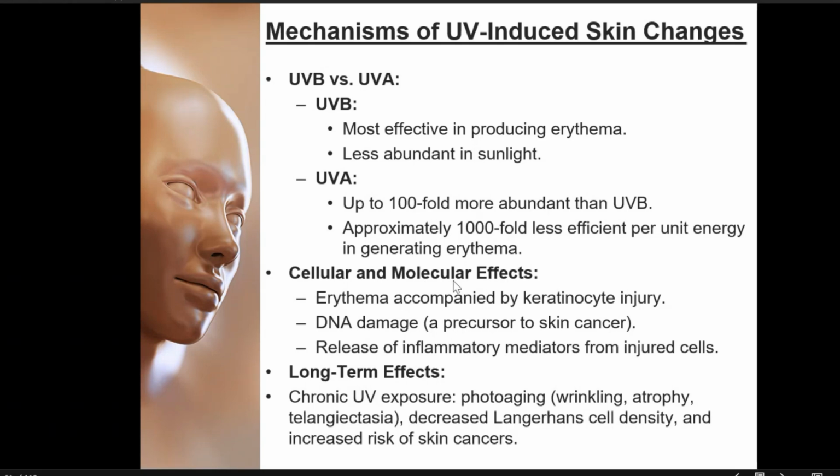The cellular and molecular effects include erythema accompanied by keratinocyte injury and DNA damage, and then the release of inflammatory mediators from the injured cells. When there is DNA damage, it leads to skin cancer. With long-term chronic UV exposure, there is photoaging, decreased Langerhans cell density, and increased risk of skin cancer, because due to the decrease of Langerhans cell density, the immunity of the skin will decrease. So there is a chance of more lesions, and ultimately there is a chance of skin cancer also.